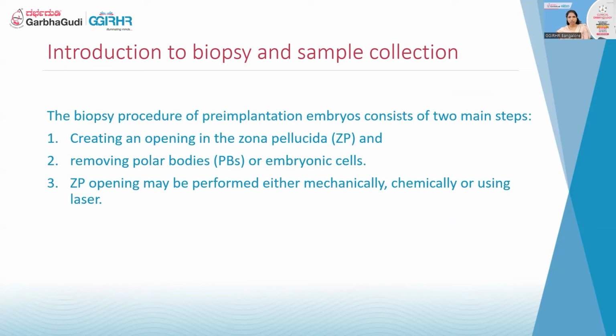How can you see a shell of an egg? The components are inside the egg, and the outer is covered with a shell. Likewise, the embryo is also covered with a shell, called the zona pellucida. You have to create an opening of the zona pellucida and remove the embryonic cell from there. 1 or 2 cells we have to remove, or polar bodies also can be removed. This zona opening can be either mechanical, chemical, or using laser.